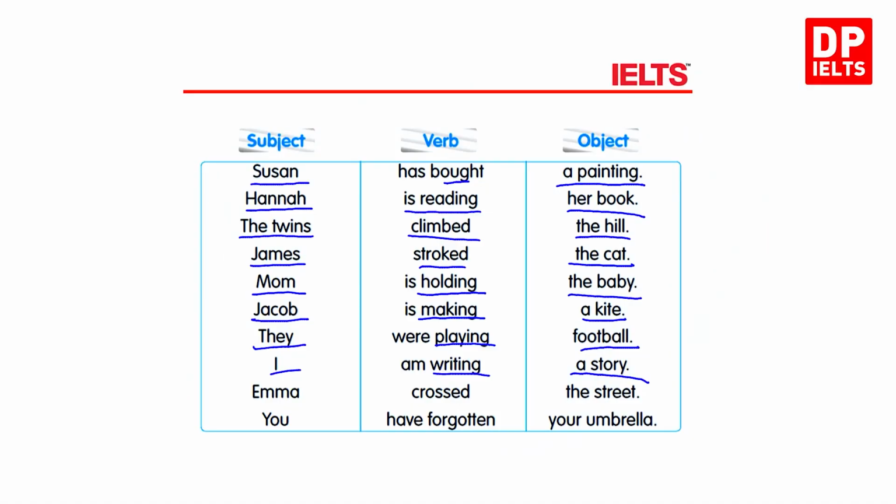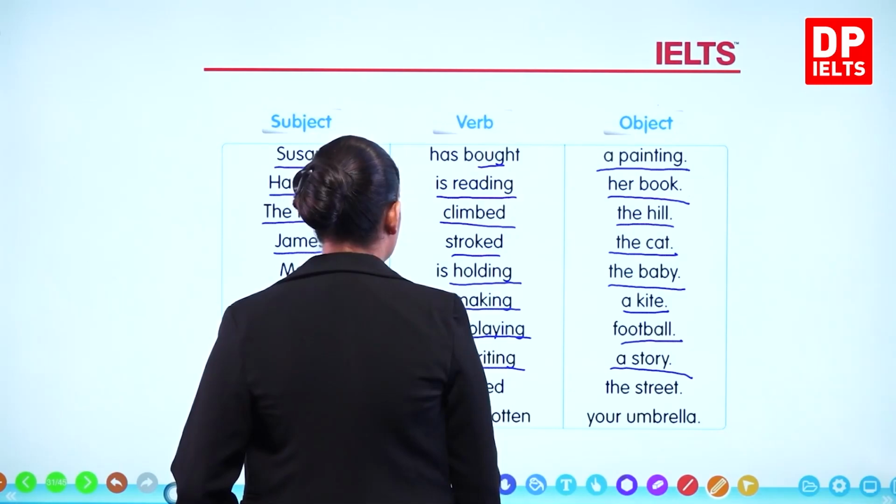They were playing football. They, subject. என்ன செய்தாங்க? Playing, verb. And the object is football. I am writing a story. இதில் I என்பது subject. செயலை செய்பவர். செய்யப்படுவது writing a story. So that is verb. செய்யப்படும் செயல் I am writing. So verb is writing. And story எழுதப்படுவது. So that's the object.